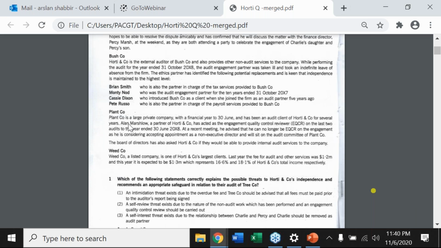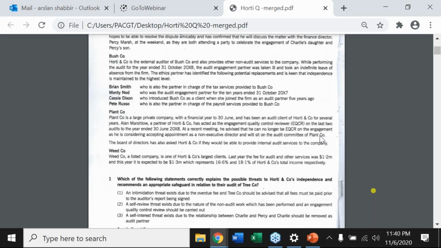So this is the main thing. Alan Marshall, a partner of Houghty Company, has acted as the engagement quality control reviewer on the last two audits through the year ended 30th June 2008. At a recent meeting, he advised that he can no longer be EQCR on the engagement as he is considering accepting appointment as a non-executive director and will sit on the audit committee of Plantco.